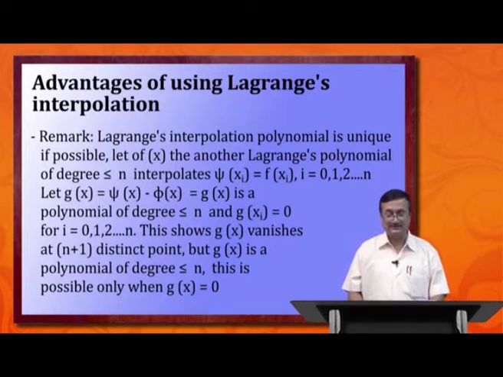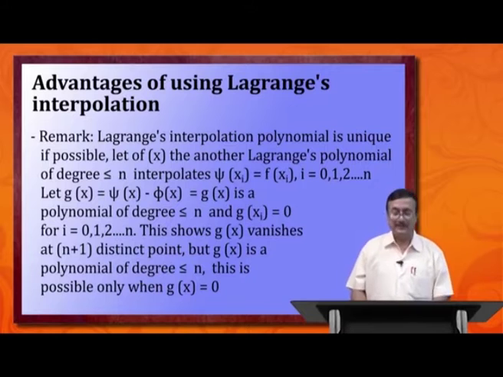This is not possible unless g(x) is identically equal to 0, which implies that psi(x) and phi(x) cannot be different. So we have only one phi(x), which is the Lagrange's unique interpolation polynomial.